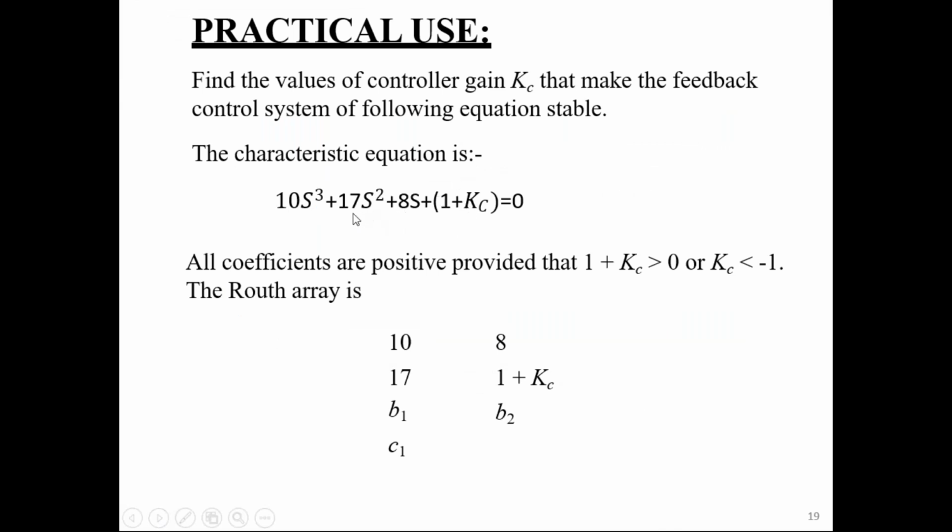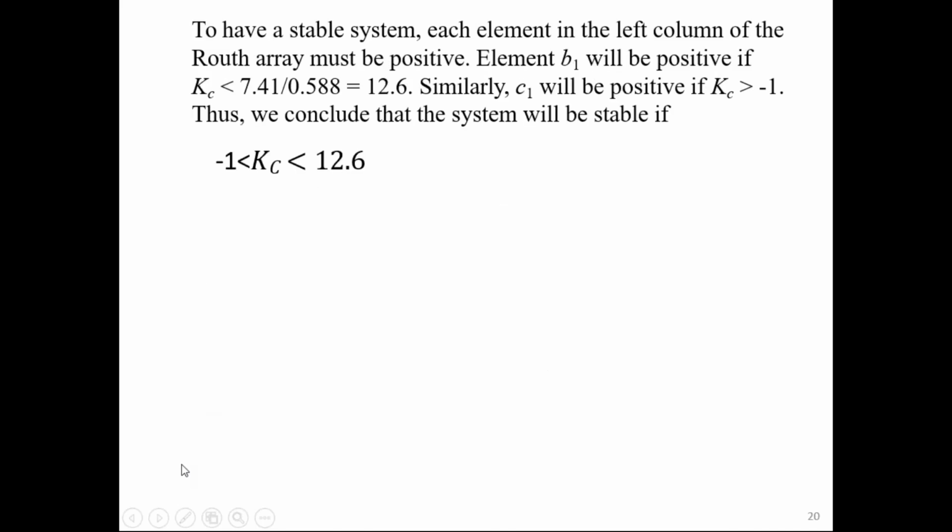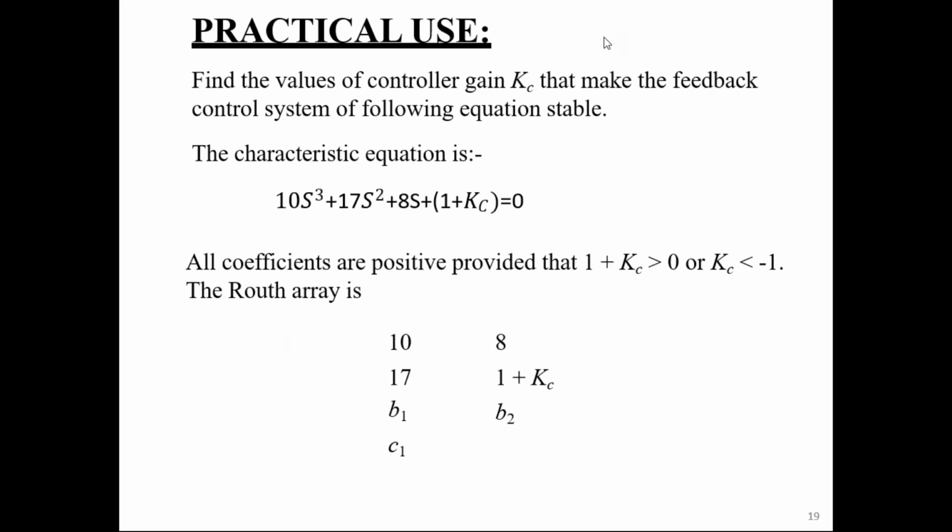Sometimes they will ask in constant value like this. Okay, so let me see how we can find this kind of problem. Find the value of controller gain kc that makes the feedback control system of the equation stable. That means, what value of k makes this system stable. That we have to identify. Now let me see how we can arrange the Routh array for this kind of equation. So this is the fourth case. Okay, I will simplify this, see. So I am going to simplify this.